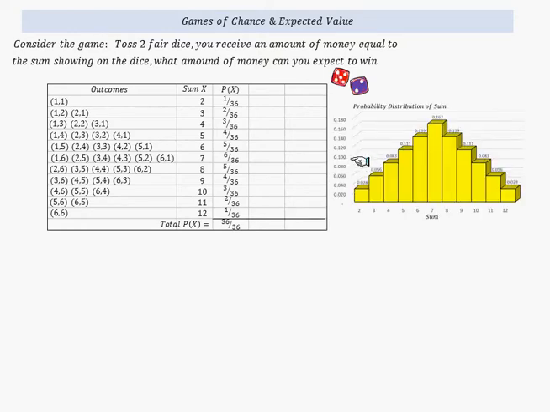Now over on the right here we see a distribution of these probabilities. We want to know what the mean or expected value is, and it's right in the center here, and we'll show you it's equal to 7.